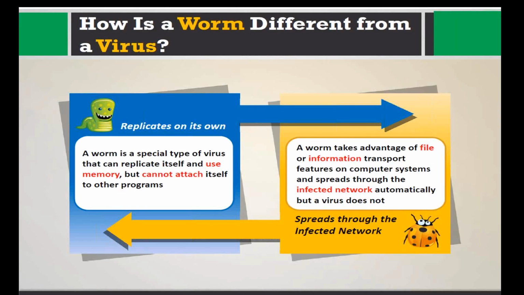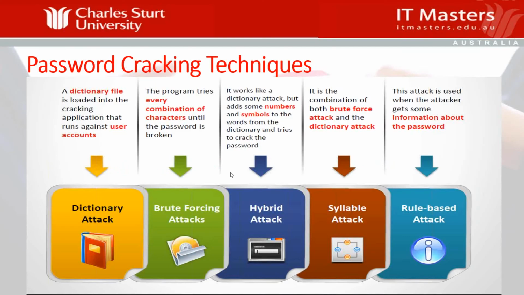Okay, what is a worm? A worm is a special type of virus that can replicate itself and uses memory, but it cannot attach itself like a virus. So that's the difference between a worm and a virus. A worm takes advantage of a file or information transport, where a virus can't do that. Okay, we have then password cracking techniques.